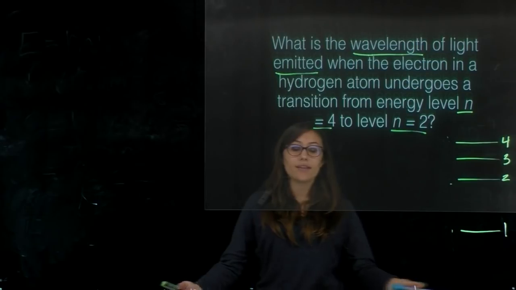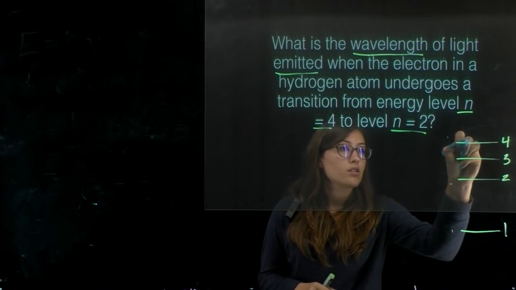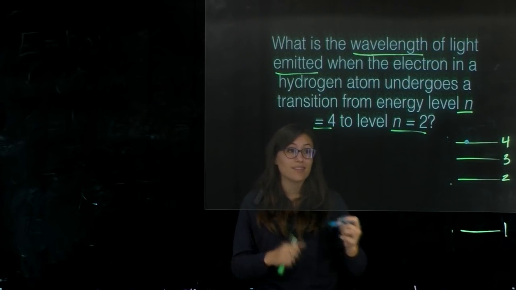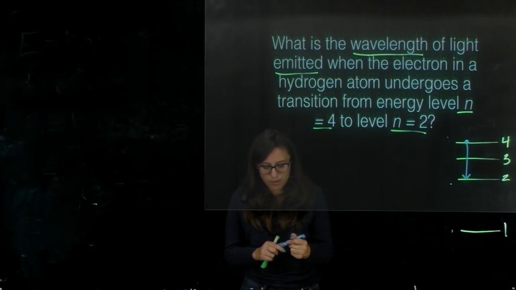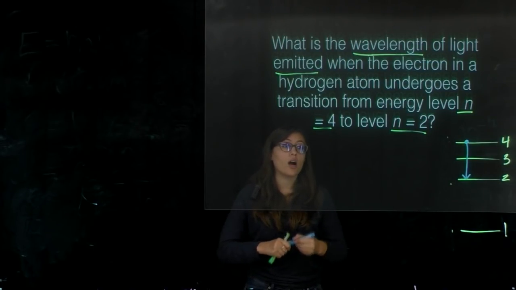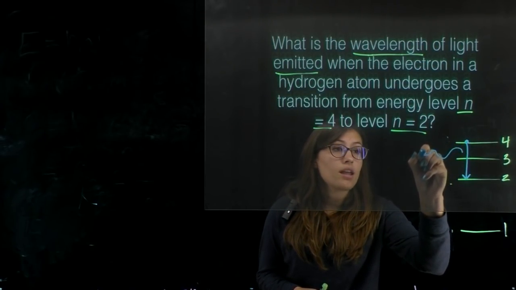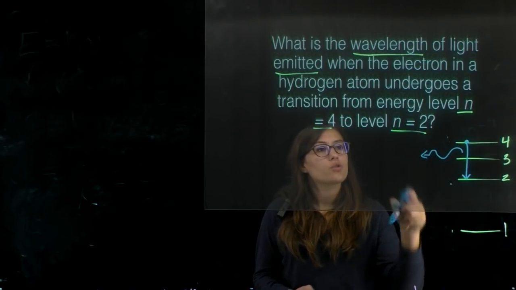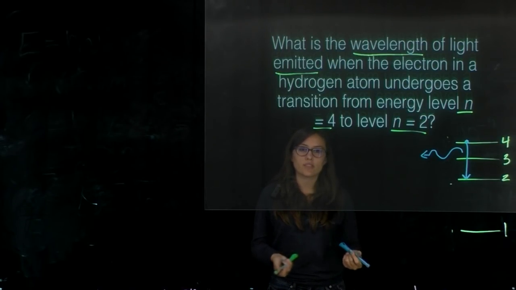So what is this asking? Well, they are telling us we have an electron that is in the n equals 4 state, and it is relaxing down to n equals 2. Well, remember from lecture, when you have these types of transitions, when you relax back down, you have to emit light in the form of energy, and this is going to be known as your photon. So we're looking at the wavelength that is currently being emitted from this transition.